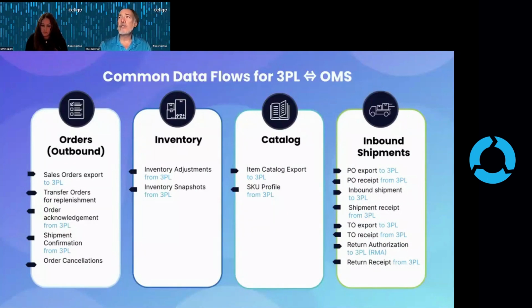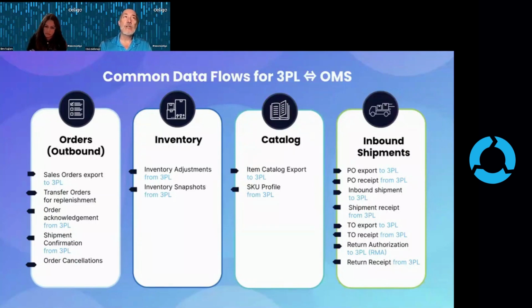I won't go through all this, but there's some common data flows that we've seen across these. As I say, once you make your decision on which part of the supply chain you're going to automate, as far as 3PLs, these are the most common ones we see for orders and inventory and catalog and inbound shipments. So you can see there's a lot of touch points that can be automated.